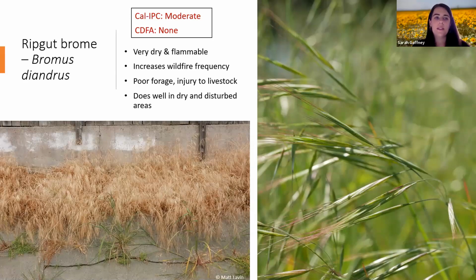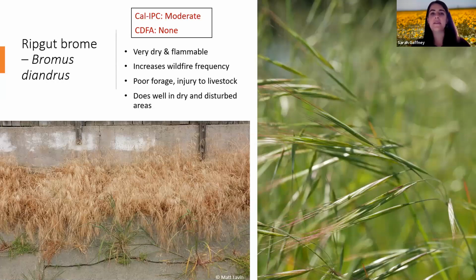But the first one is ripgut brome. It's called Bromus diandrus. And it's a very dry and flammable grass and can increase wildfire frequency just because it can have so much biomass in comparison to some of the other naturalized exotic grasses. It's also poor forage and causes injury to livestock, and it does very well in dry and disturbed areas.